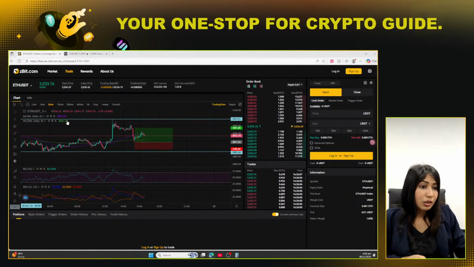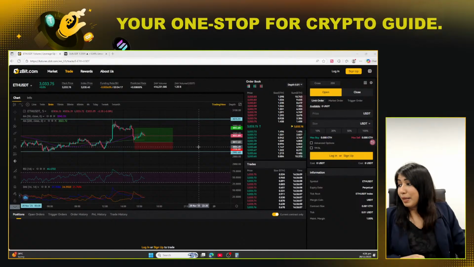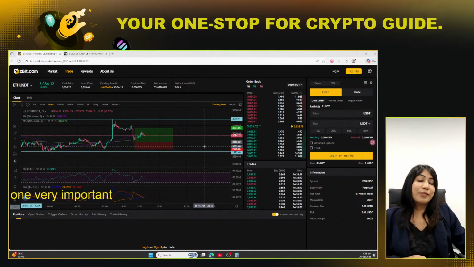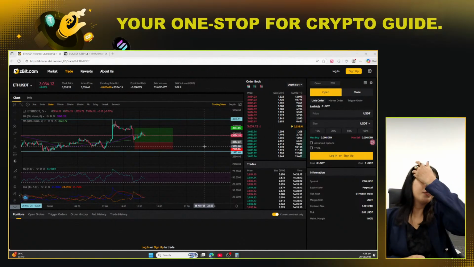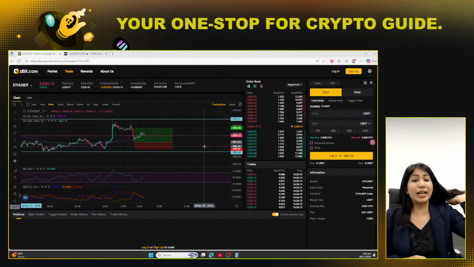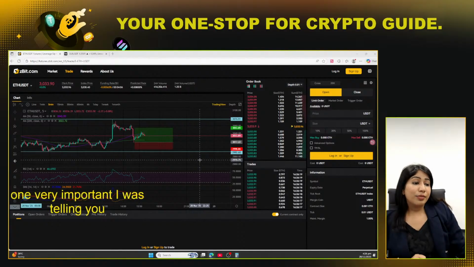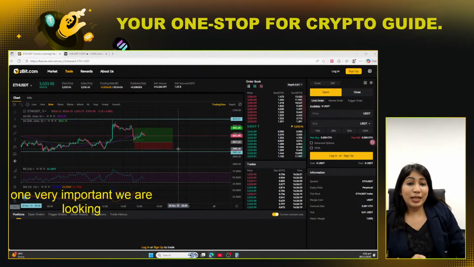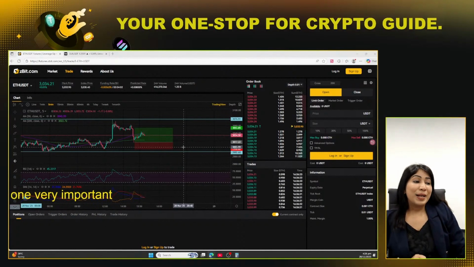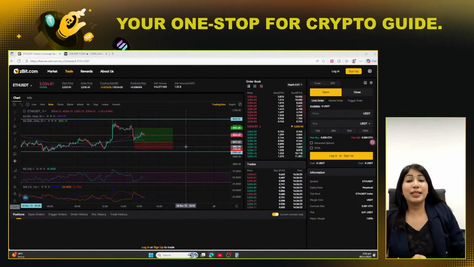One very important thing, while I was explaining this and we were talking about all this, there are a few things which I kind of missed out on. I was telling you, okay, we are looking at a small time frame and trying to capture a movement here. But sometimes the scenario might not be the same on the bigger time frame, like the 60 minutes time frame or the 4 hours chart.